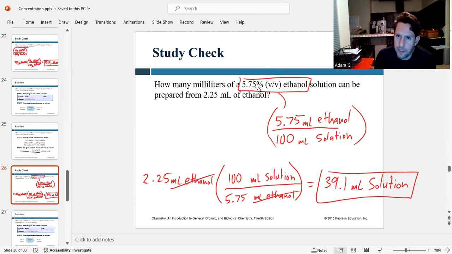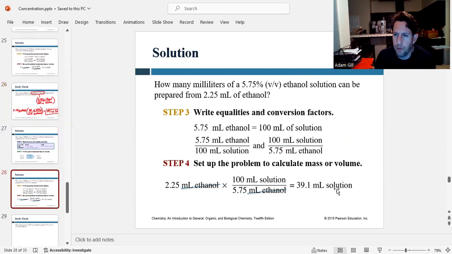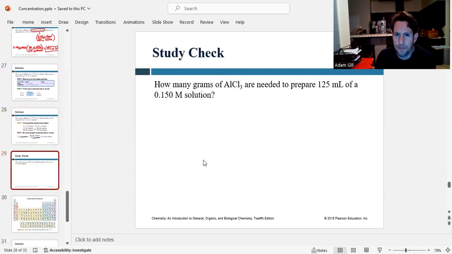So take your concentration, express it as a fraction, and then use that as your conversion factor to solve the problem. 39.1 looks like we did it right. Do another study check. How many grams of aluminum chloride are needed to prepare 125 milliliters of a 0.150 molar solution?